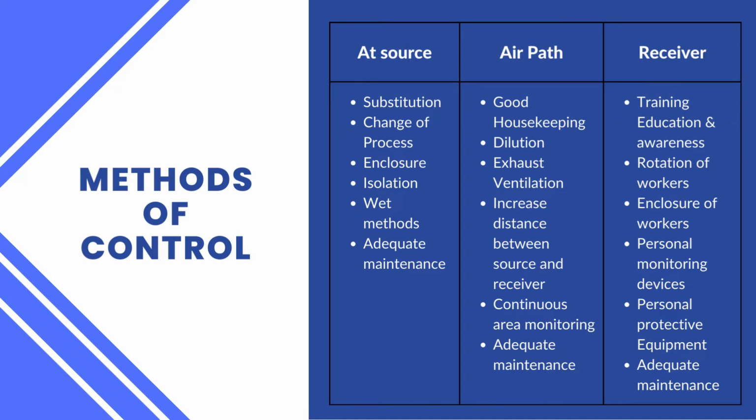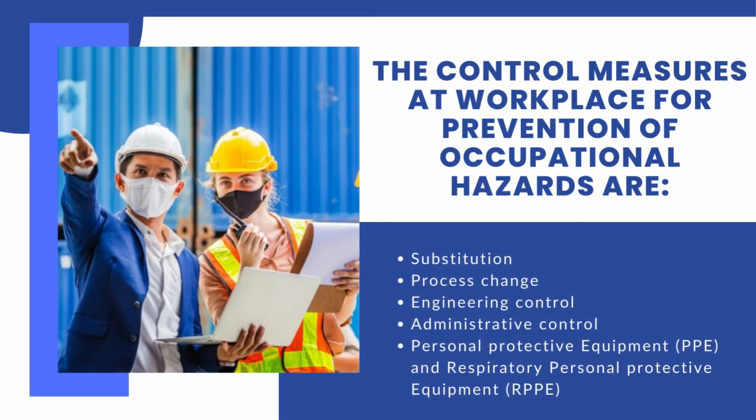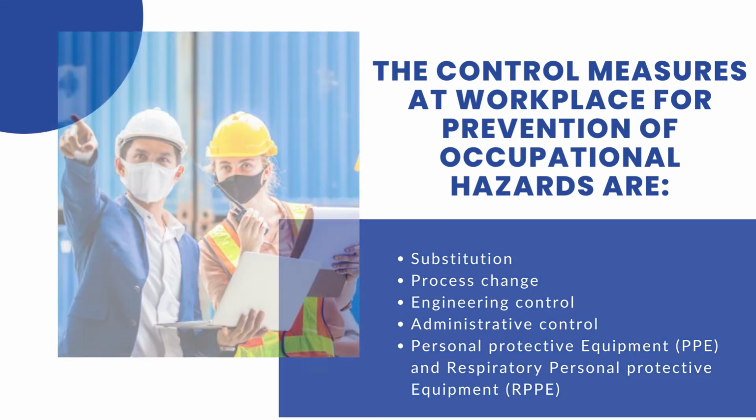So in this video, we will be discussing the main 5 control measures at the workplace for prevention of occupational hazards. The control measures are substitution, process change, engineering control, administrative control, and personal protective equipment and respiratory personal protective equipment. Talking about these 5 controls individually, we will first discuss substitution.